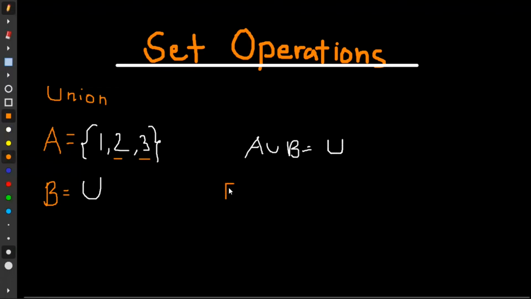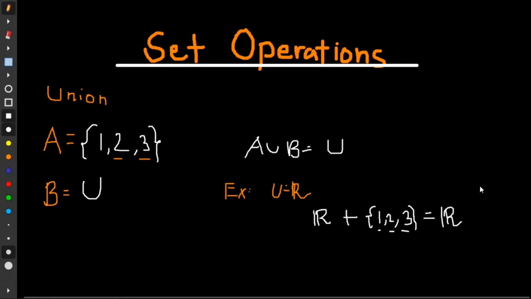Let's say, as a real example, U is equal to the set of all real numbers. What would be the outcome when we add the set of all real numbers plus the set 1, 2, and 3? The outcome will still be all real numbers, since these real numbers already contain 1, 2, 3. Like our earlier example, it's a common element in the set of real numbers, so we won't be repeating it.